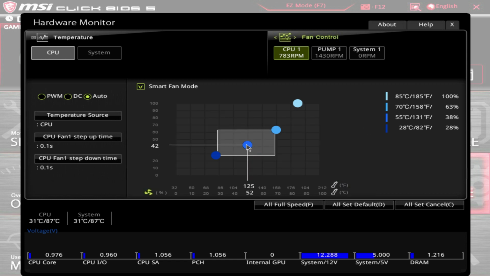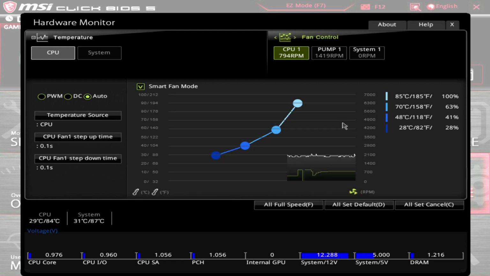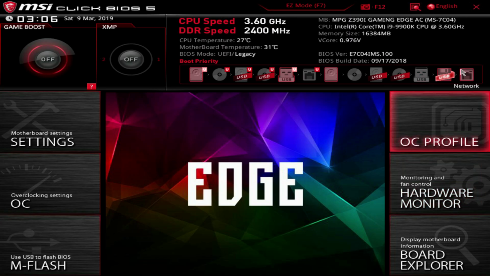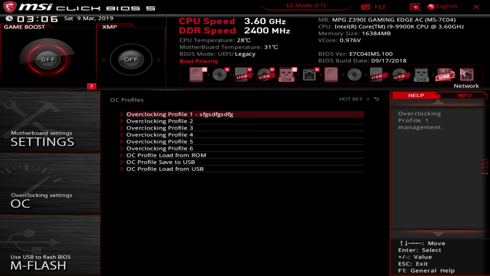But here, this works fine. It's just not ideal, as far as I'm concerned. Personally, I think everything in the BIOS should be controllable with just the keyboard, but this is definitely not the worst mouse control implementation, so I'm willing to tolerate it. Anyway, next we get some OC profiles.